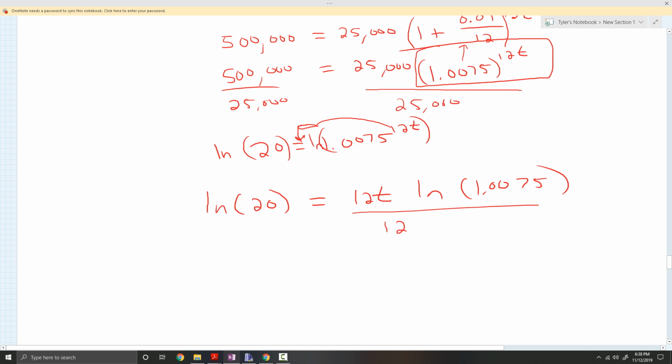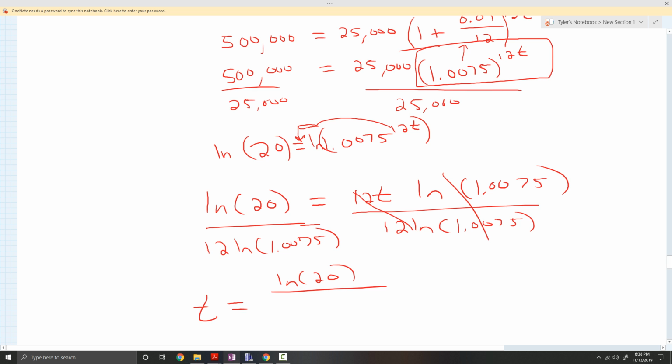So I'm going to divide both sides by 12 natural log of 1.0075. Right? So then, these 12's cancel, the natural logs cancel, so I'm left with t equals natural log of 20 all over 12 times the natural log of 1.0075. Right, so there's my exact answer. So then to get my approximate answer, I could plug that in my calculator and get 33.41.